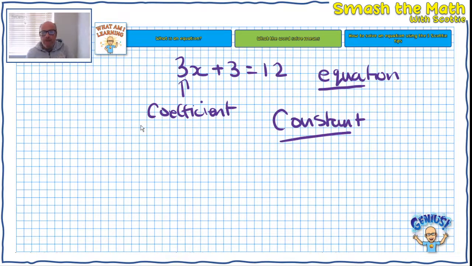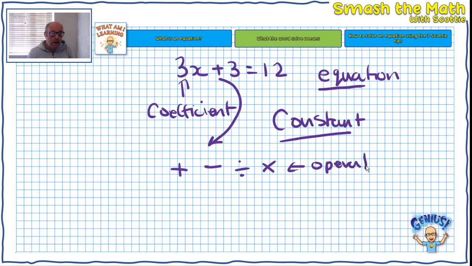And then the final thing is this bit here. It could be add, it could be subtract, it could be divide, it could be multiply. These are called operators. So we've got the coefficient, that's the number in front of our variable, our letter. Then we've got our operators, which are what we're used to using, these here. And then any number on its own is called a constant, because it won't change. Brilliant. So let's have a look now at the top tips. If I just get rid of this bit.